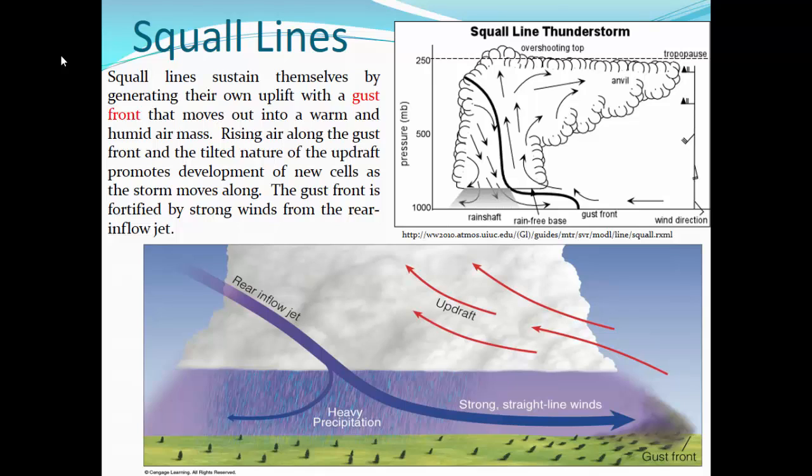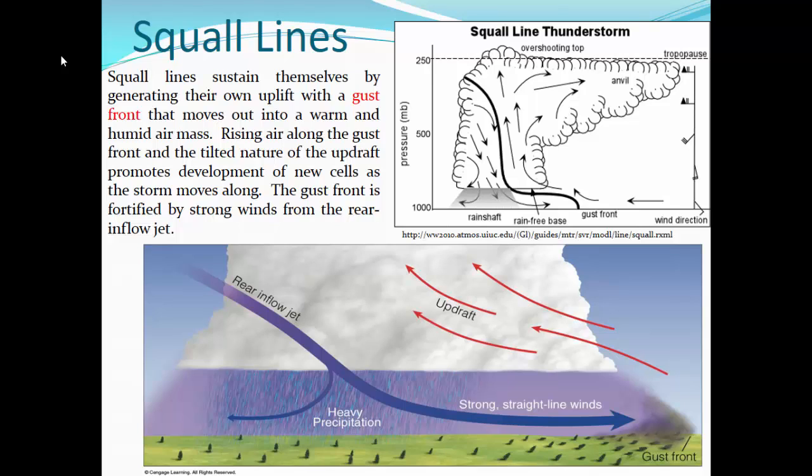Squall lines can be particularly dangerous, mainly because of the very strong straight line winds that exist along the gust front that shoots out well ahead of the squall line itself. Some squall lines, particularly at one end or the other, may have enough rotation in the storms that they produce tornadoes. But along the entire length of the squall line, you have this opportunity for very strong gust fronts and very powerful, damaging straight line winds.